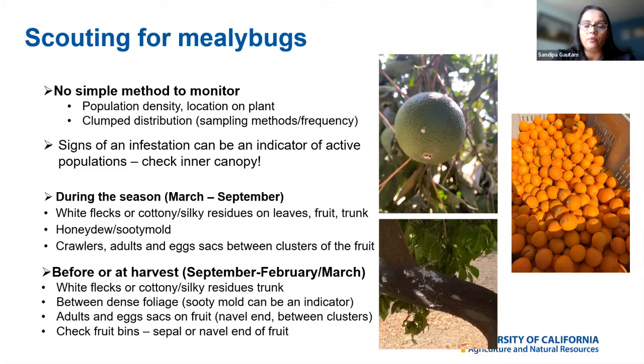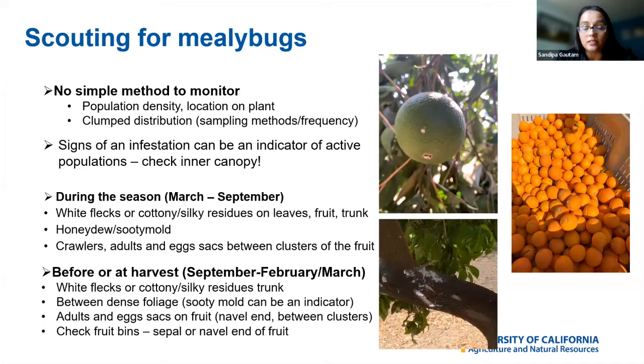Especially in February and March, they tend to be on the dense foliage, and usually on leaves that have some sooty mold present. That's where we found mealybugs as early as February in the season. Adults and egg sacs can be present on the fruit, especially if it's a navel orange, on the navel end of the fruit. As you can see in this photo, they can be present on the navel end and also on the sepal end under the calyxes. Those are some of their favorite areas where they like to spend winter.